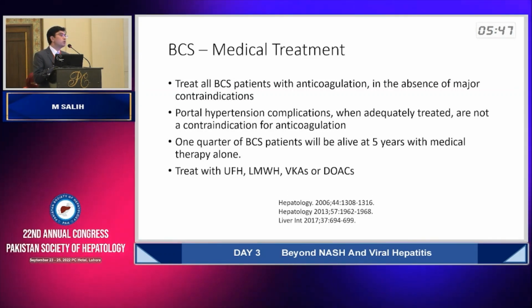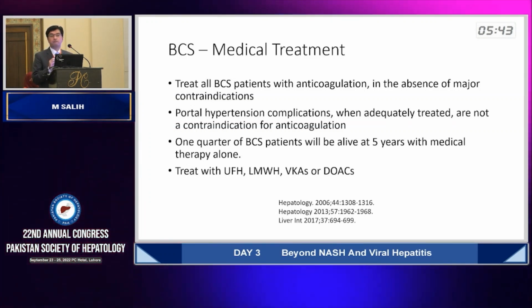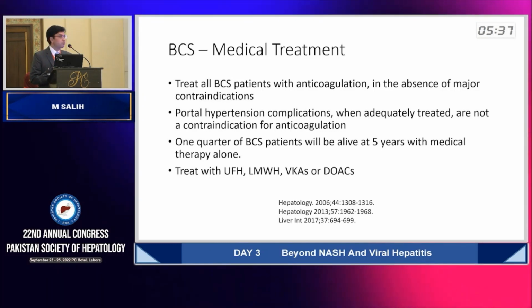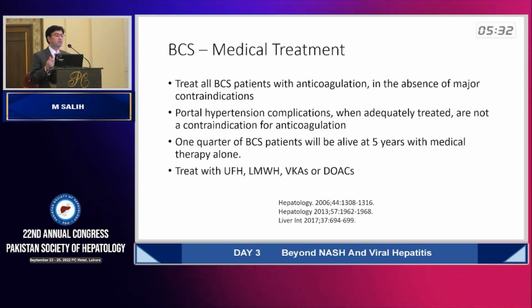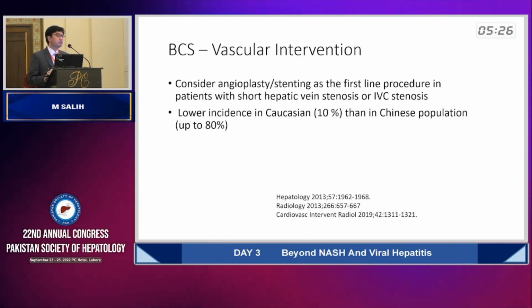Up to a quarter of these patients with Budd-Chiari syndrome may have a 5-year survival on medical therapy alone, but you should select them properly. Treat them with unfractionated or low molecular weight heparin, vitamin K antagonists, or even DOACs in the right setting.